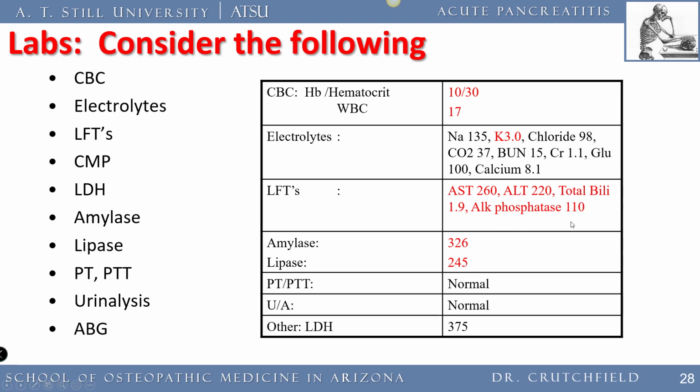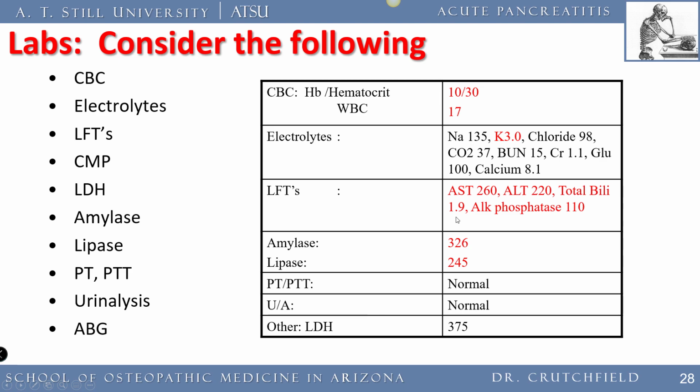His alk phos is 110. Alk phos is the blood test which is most used and most indicative of some sort of biliary obstruction. And of course, the total bilirubin can be used for that too, but we need a direct and an indirect bilirubin to break that down, and we don't have that here. Direct is known as conjugated, indirect is unconjugated. His amylase is high at 326, his lipase is high at 245. Everything else looks okay. His LDH is 375.